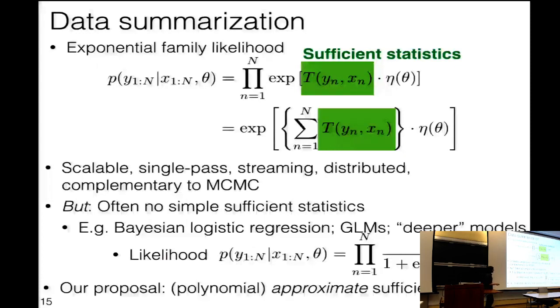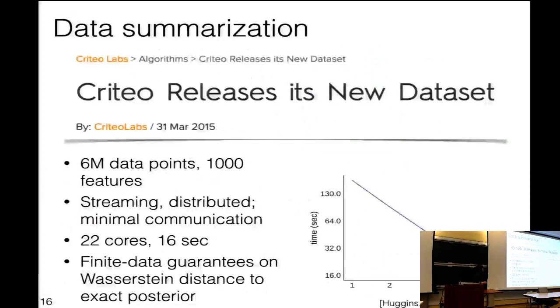And so we propose, why not have some kind of approximate notion of a sufficient statistic? In particular, our proposal is to use a polynomial because we know a lot about how well it approximates things. And the monomials can be sufficient statistics. If we do this, we can look at some advertising data that's freely available online, which is the nice thing about it. We look at 6 million data points and 1,000 features. This would traditionally be a pretty challenging problem for a Bayesian method. We have a method that's streaming, distributed with minimal communication. We can run on 22 cores on this whole data set in just 16 seconds, which is very desirable.